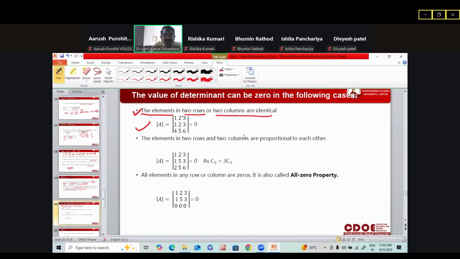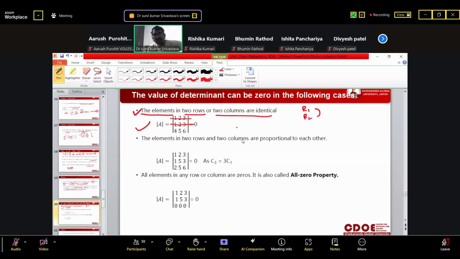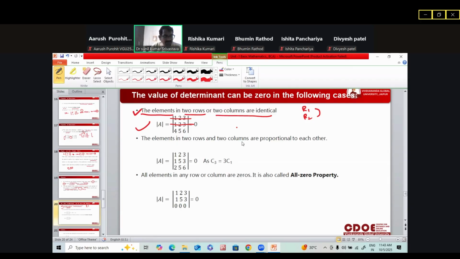Here we see its first row is 1, 2, 3, and the second row is also 1, 2, 3. Here two rows are equal, R1 and R2 are identical. So the value of this determinant is 0. In the same way, if two columns are equal, then the value of the determinant is also equal to 0. That is property number 1. If the elements of two rows or two columns are identical, then the value of the determinant is going to be equal to 0.